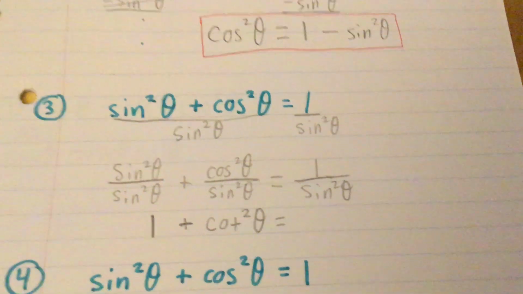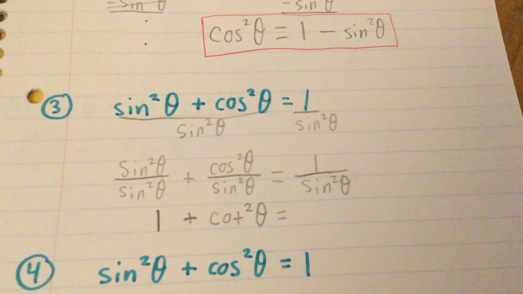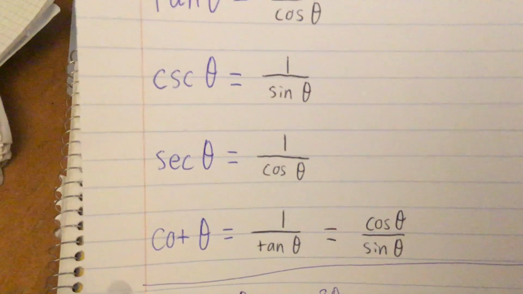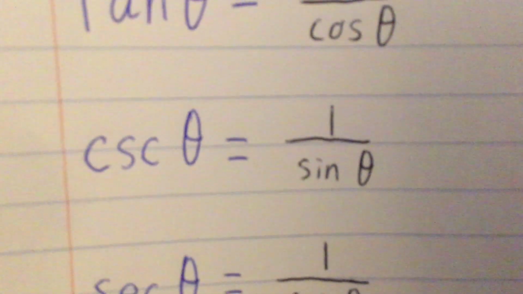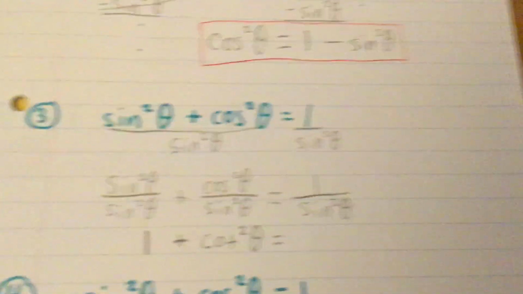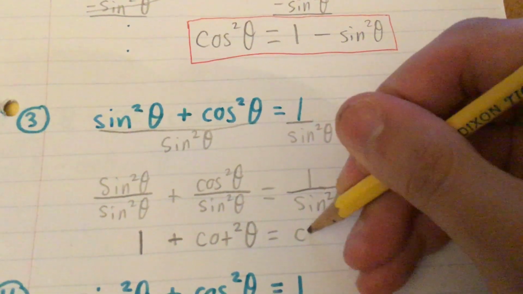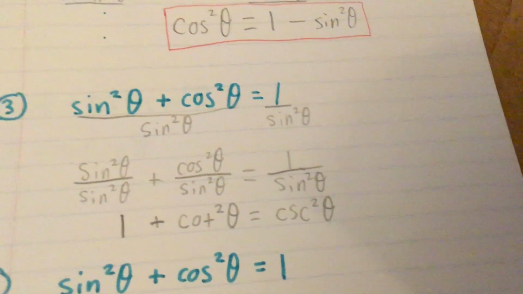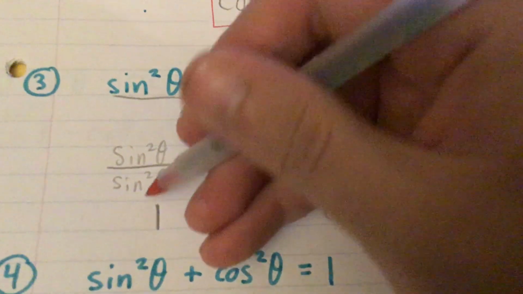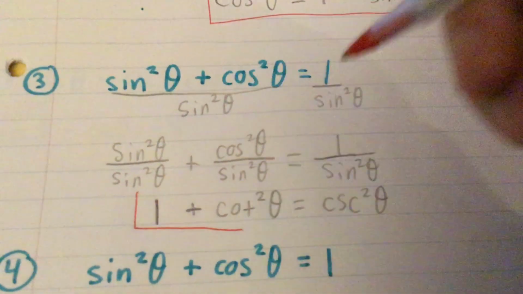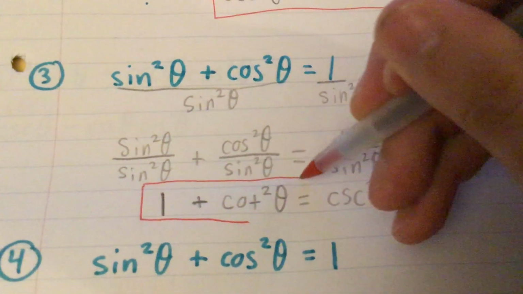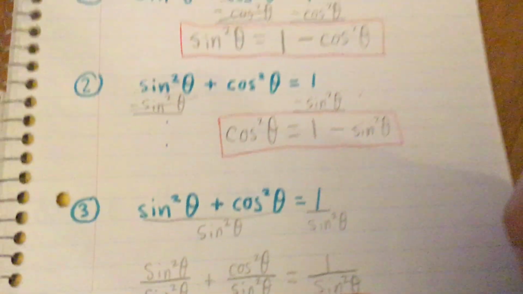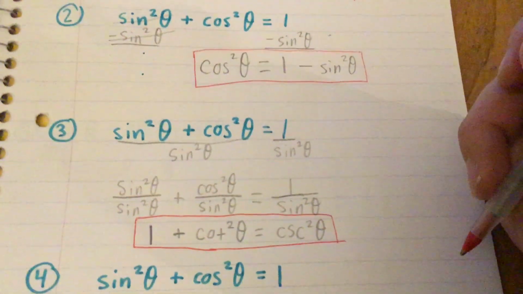And 1 over sine squared. Well, I don't have a rule for 1 over sine squared, but I do have a rule for 1 over sine. There it is. 1 over sine is cosecant of theta. So therefore, 1 over sine squared is cosecant squared of theta. And just like that, I got another new rule in my toolbox. So cosecant squared of theta is equal to 1 plus cotangent squared of theta. Very nice. And just like that, I've got 3 new rules in my toolbox.